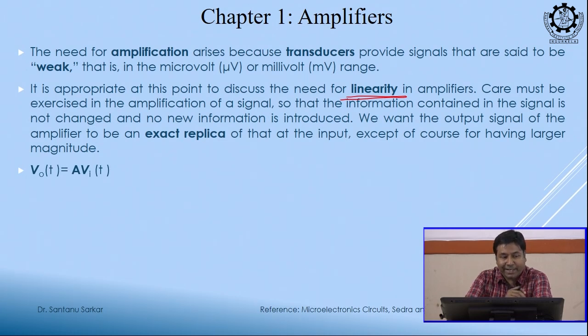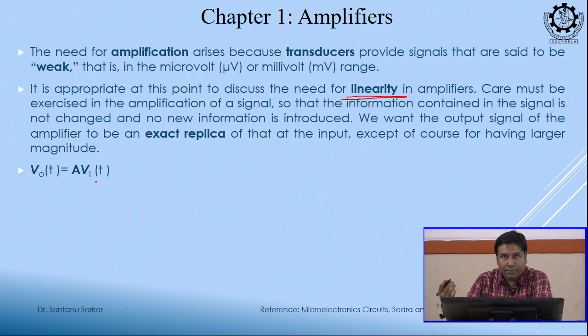Now, let us take an example of an amplifier. What I told, an amplifier should multiply, right, amplify. So, suppose Vi is your input signal and your output signal is V0. Now, Vi you are multiplying with a gain A. Okay. So, can you tell me what kind of equation is this?